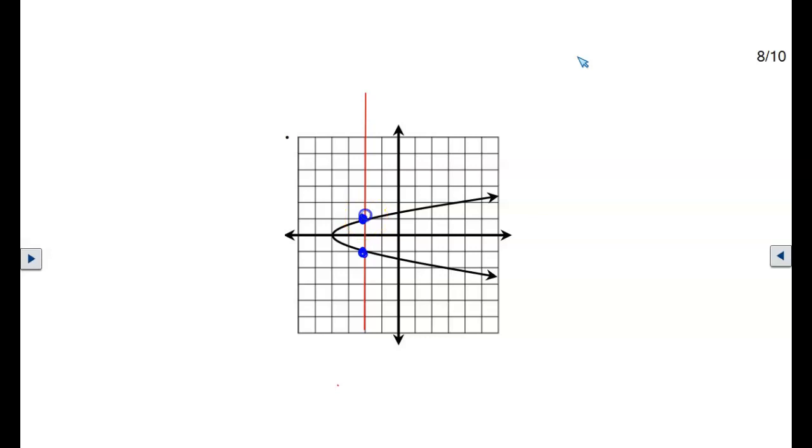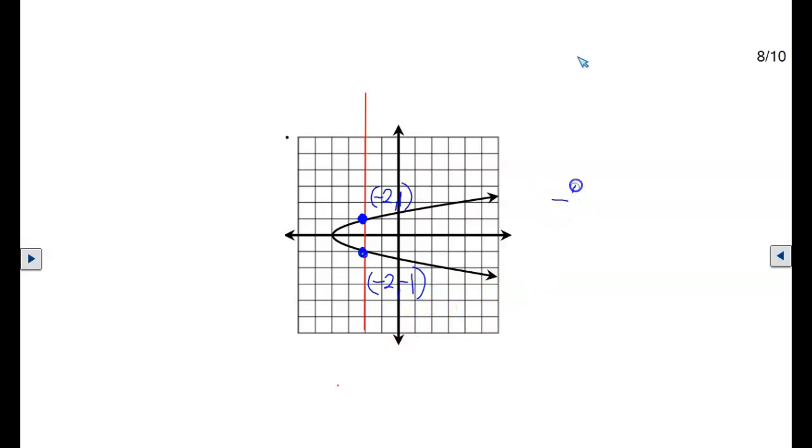So if I were to look at the ordered pair for this point, that ordered pair would be -2 for X, and then 1 for Y. So that's -2, 1; -2 connects to 1. And if I do the ordered pair for this point, it's -2 for X, and then -1 for Y.